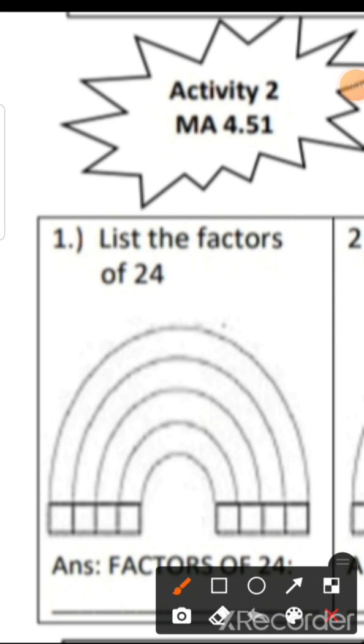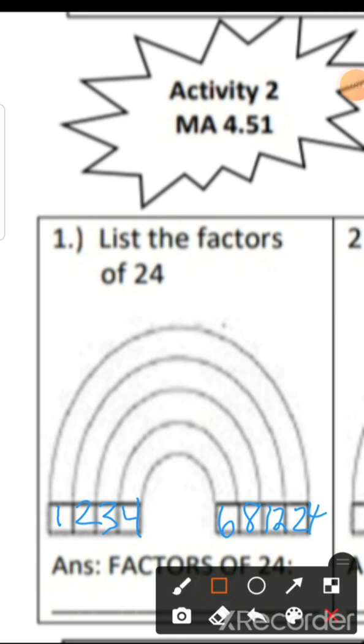So that means that you need to go ahead and list the factors. Which are the first two factors that we listed? That's right. It is the number 1 and the number 24, because 1 times 24 gives me 24. Which is the next factor? It was 2 times 12. So I put 2 here and then I put 12 there. Which were the other factors? 3 and 8, right? And then it was 4 and 6.